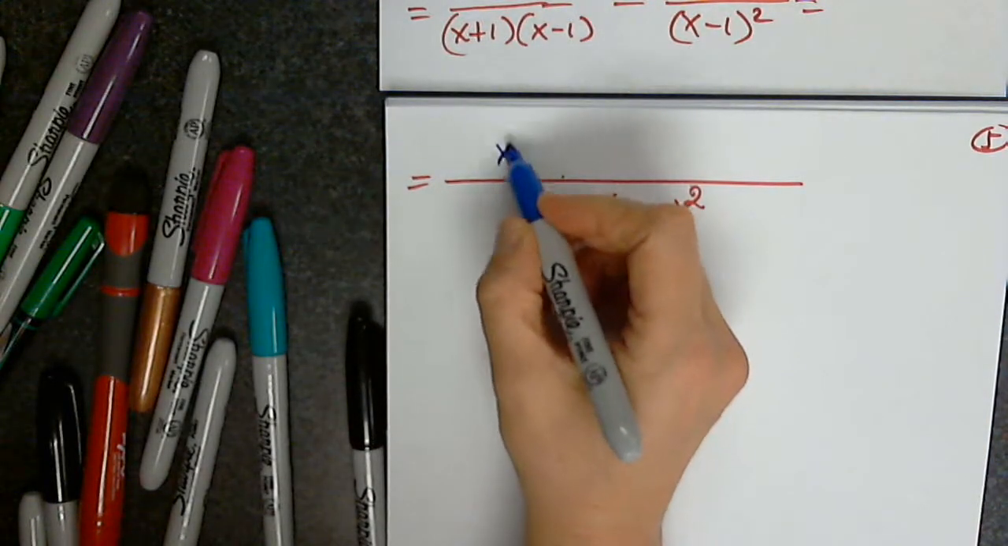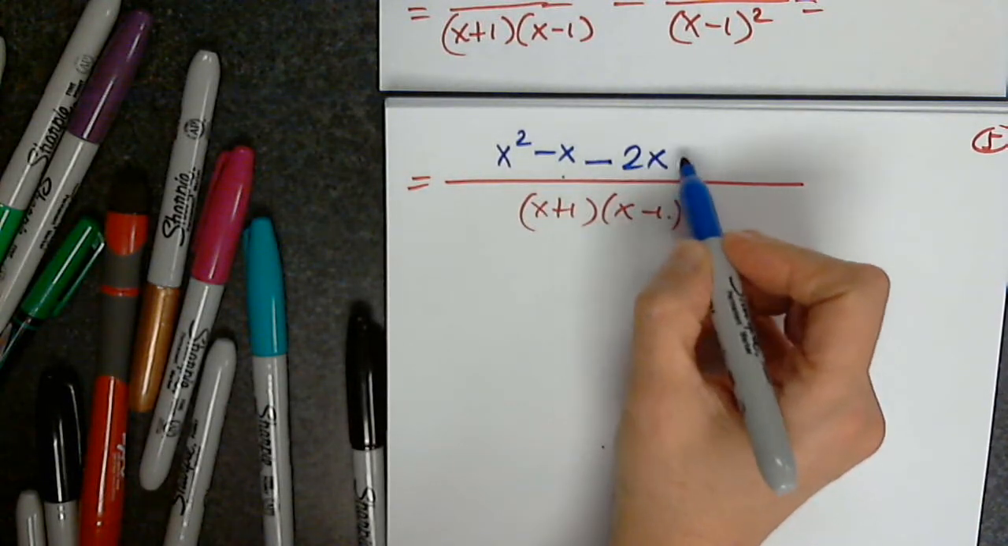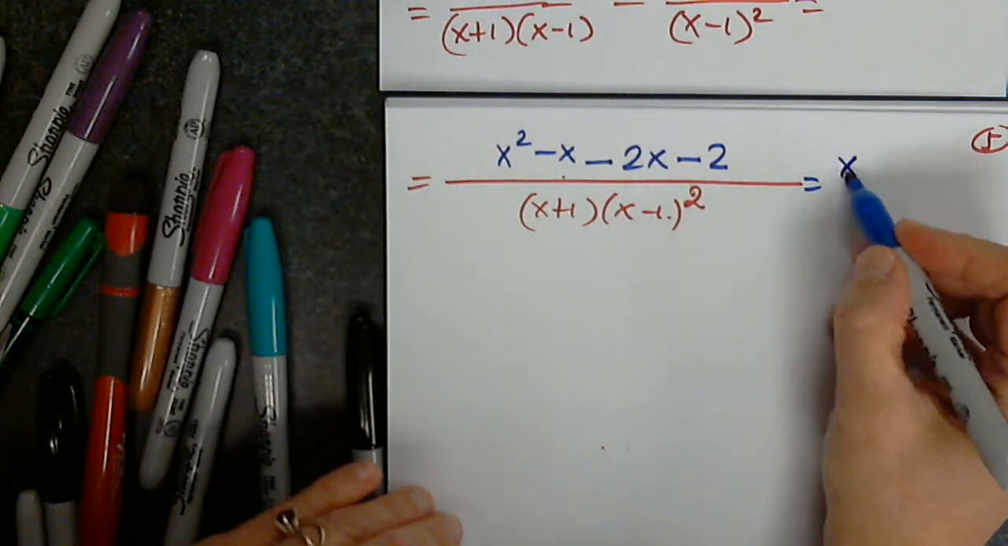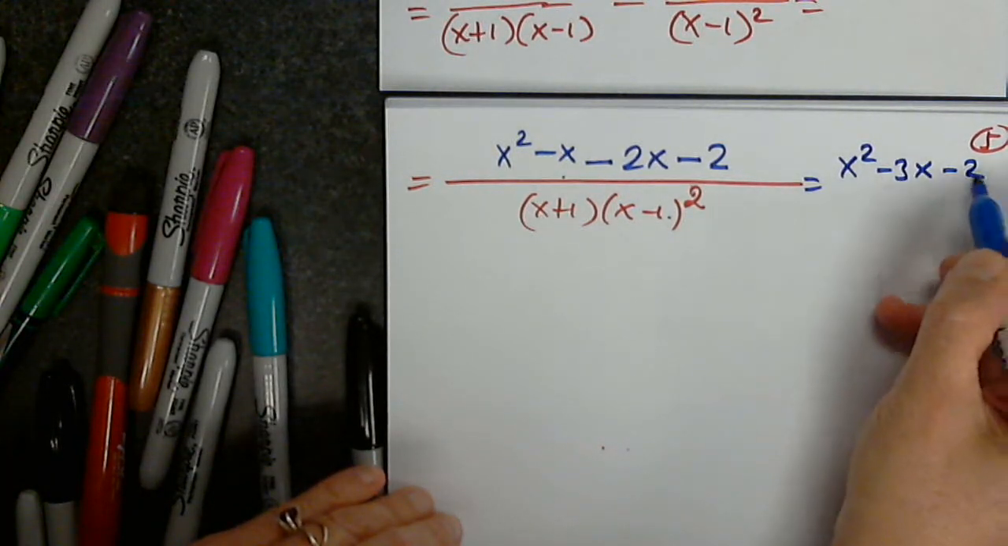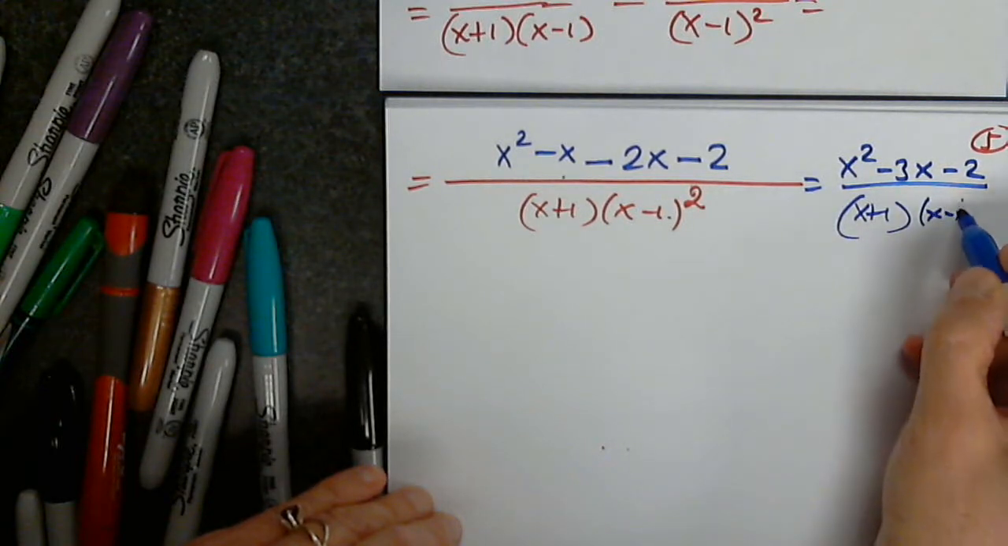Okay, can anyone dictate the numerator then? x squared minus x minus 2x. Very good. Is this clear? So then I have x squared minus 3x minus 2 over x plus 1, x minus 1 squared.